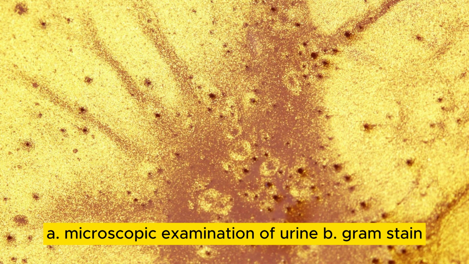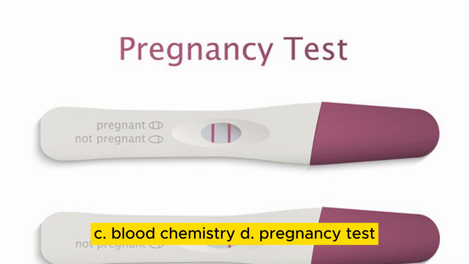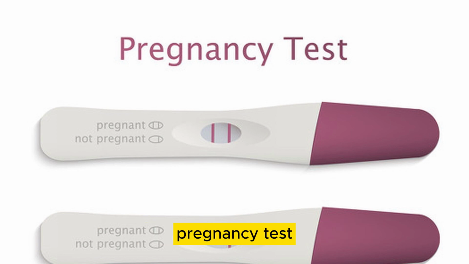Which of the following is a CLIA waived low complexity test? A. Microscopic examination of urine. B. Gram stain. C. Blood chemistry. D. Pregnancy test. Pregnancy test.